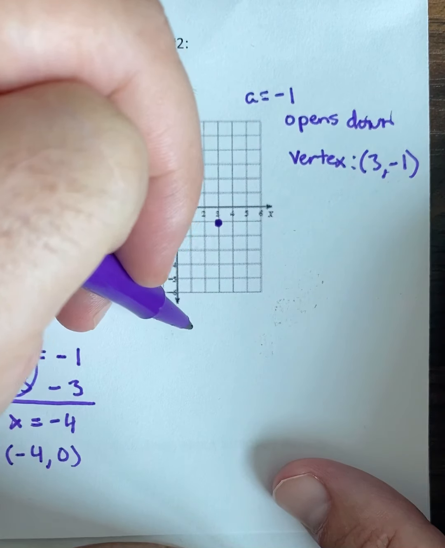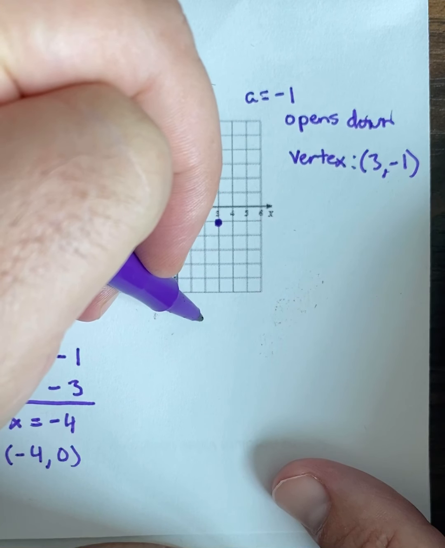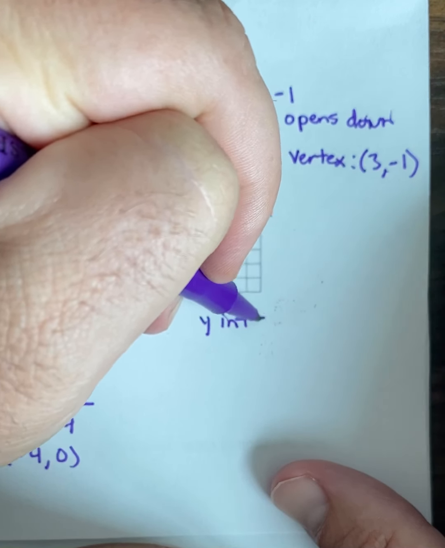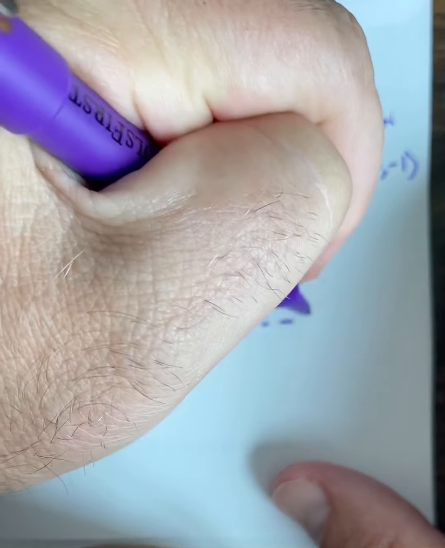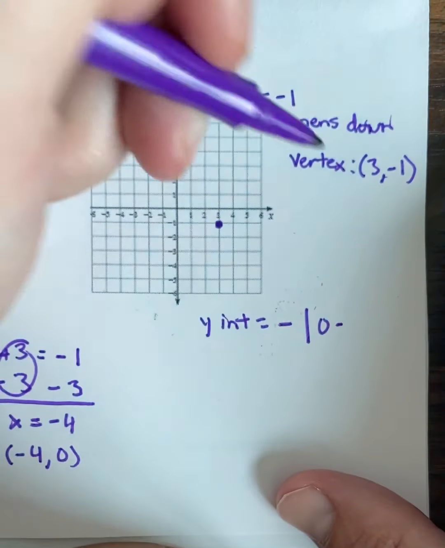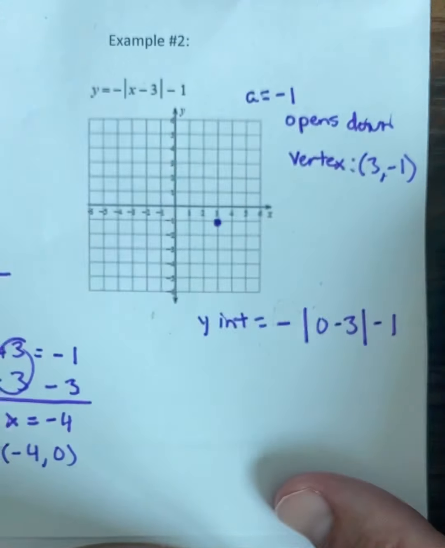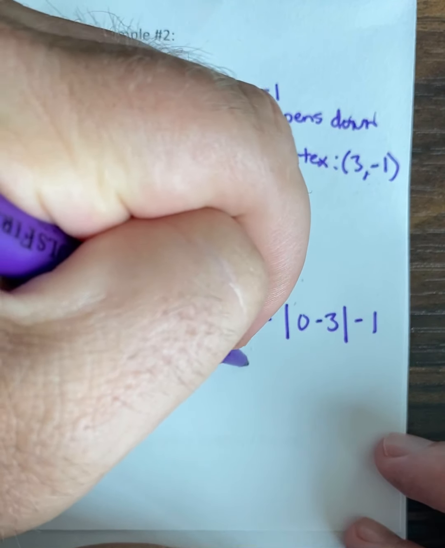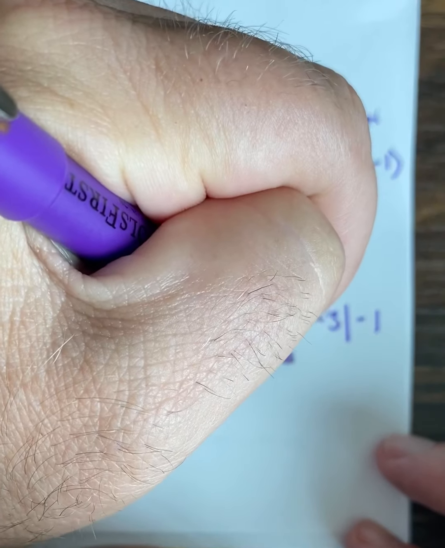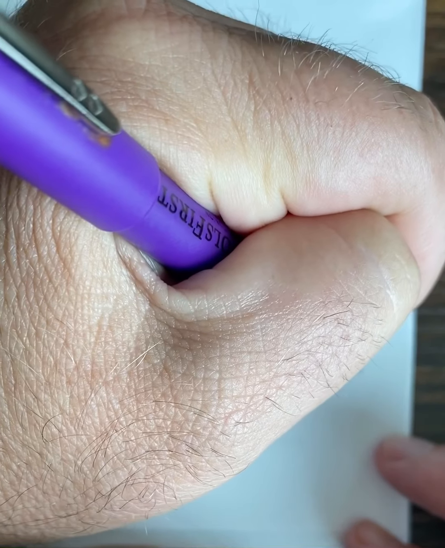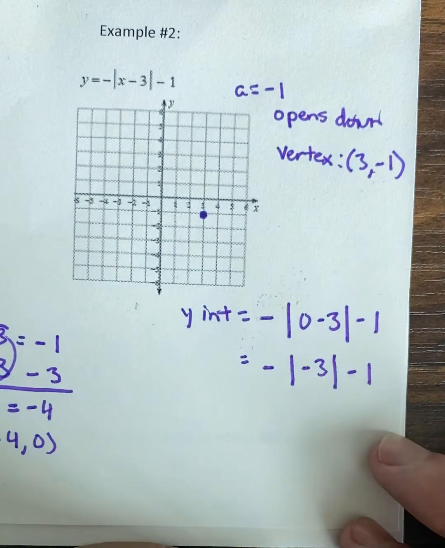So we're going to solve for that by making x equal to 0. So the y-intercept is going to be negative, and then in parentheses, absolute value, 0, -3, -1. So we're going to have negative on the outside, -3 inside the absolute value.